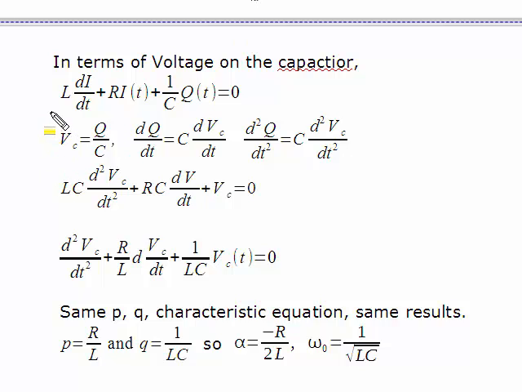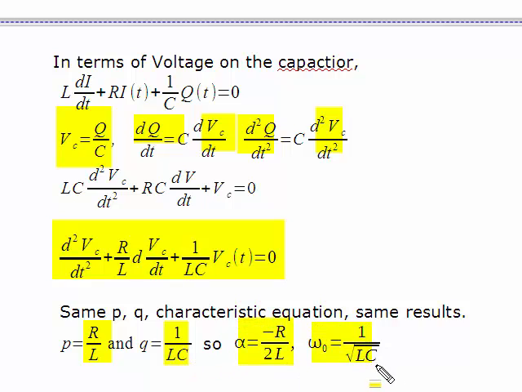So instead of using the equation for charge, I'll use the voltage on the capacitor, which is charge over capacitance, so charge equals capacitance times the voltage. I can take the second derivative of charge, end up with derivatives of the capacitor voltage, substitute that in, and I end up with the standard form for the same circuit written in terms of the voltage on the capacitor. And we see, again, R over L and 1 over LC for P and Q, the same attenuation, and the same form for the resonant frequency.